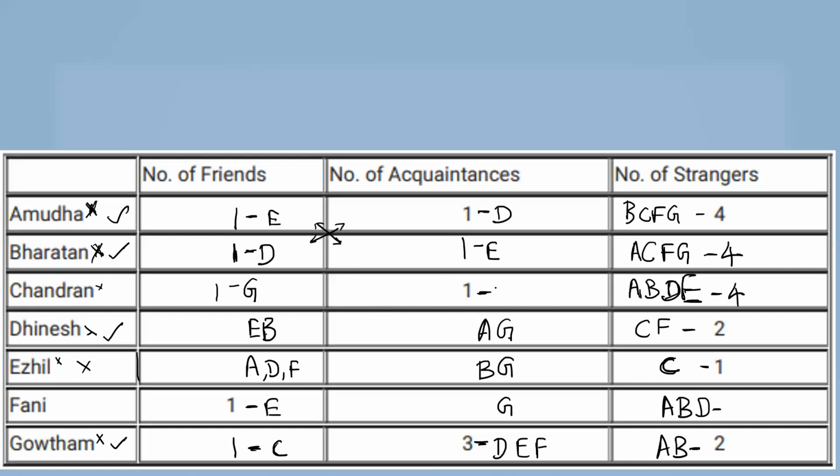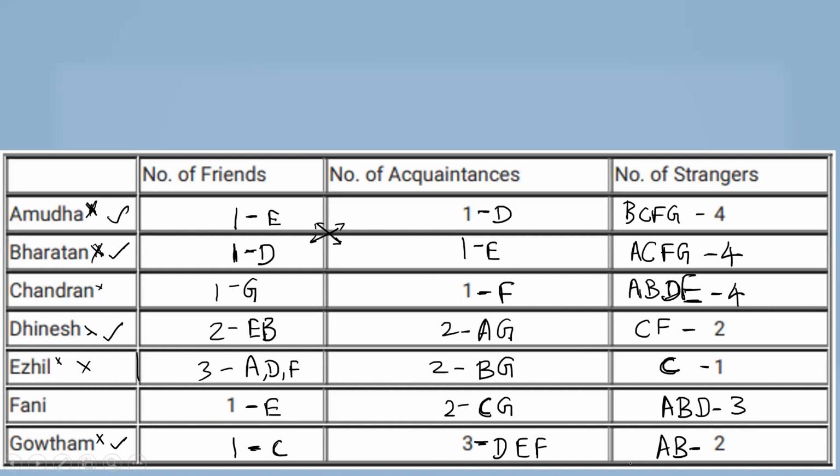So the one person left out is A, B, D, E, G. The left out person is Funny. So let us fill F here. Got it? Then Funny is an acquaintance to Chandran. So Funny's acquaintance will be Chandran. So I can write 2 here, 2 here, 2 here. It is filled in. So 1, 2, 3, 4, 5, 6.